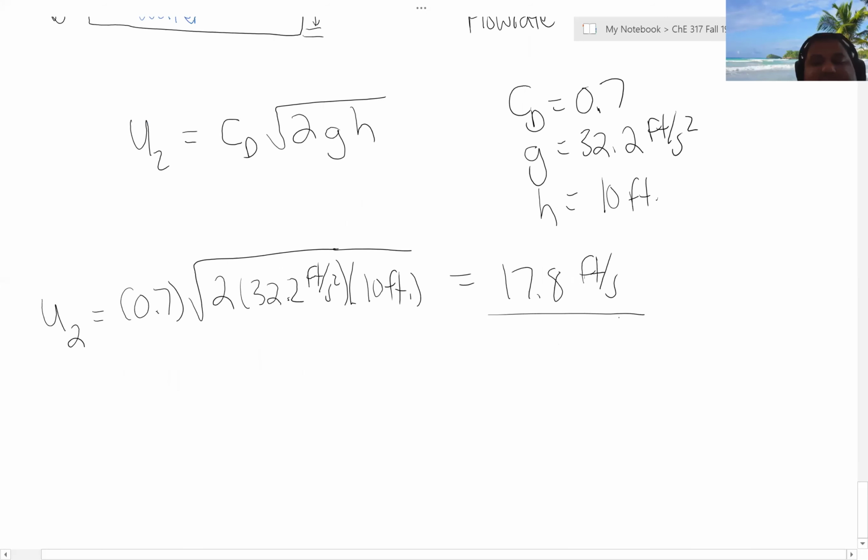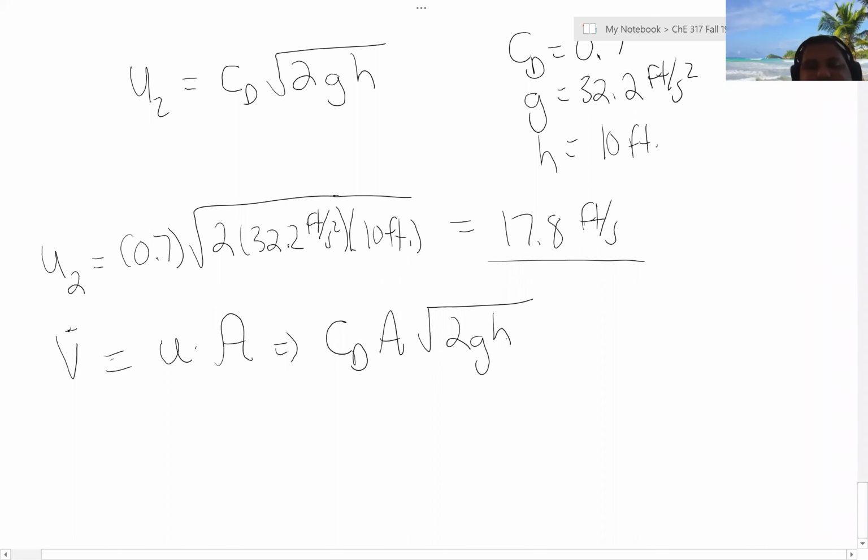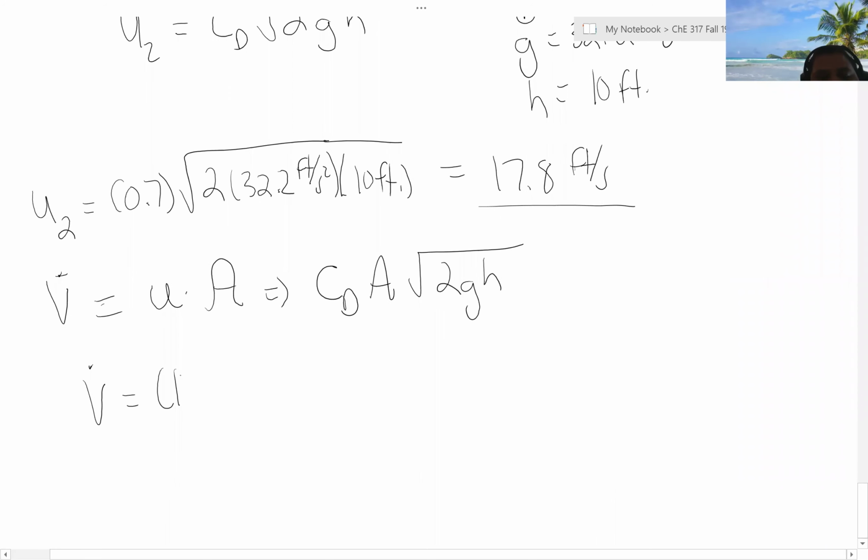Now if I wanted to find flow rate, my flow rate is simply my velocity times my flow area, which implies that if I'm going to use the same expression, I would have an expression that looks like this for my flow area. Or my flow rate is simply my 17.8 feet per second times my cross-sectional flow area, which in this case would be pi times (4 over 12 feet) squared over 4.